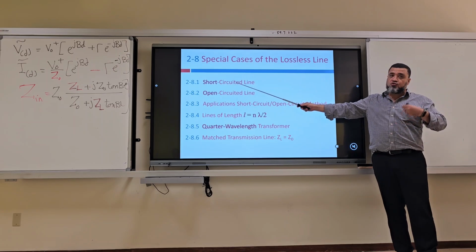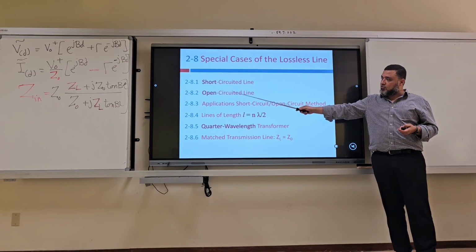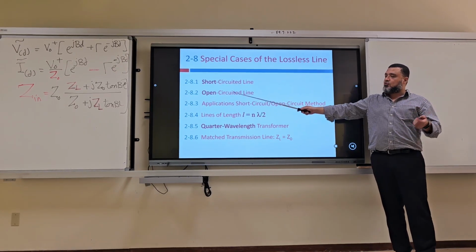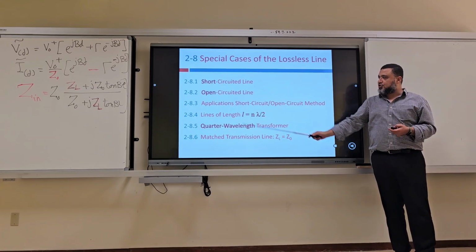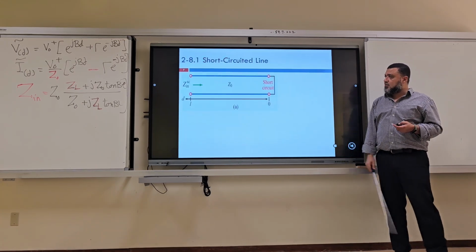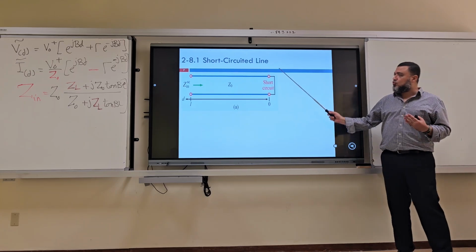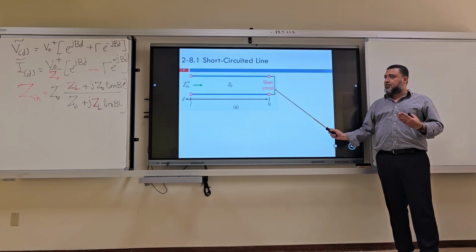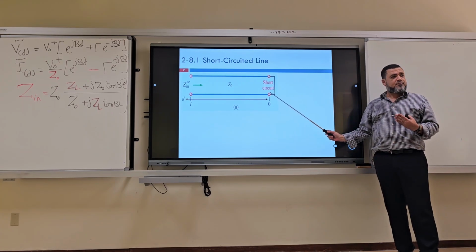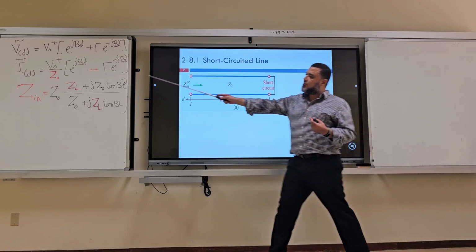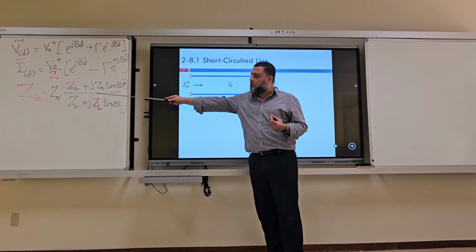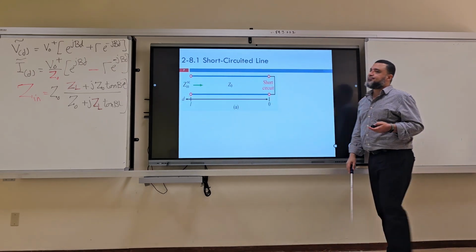Last time we covered the short circuit transmission line. Today we are going to cover the remaining topics: the open circuit transmission line, applications of short and open circuit transmission lines, and some other cases. If you remember last time, we assumed that if we have a load that is short circuit, it means ZL equals 0. In this case, what is the input impedance?